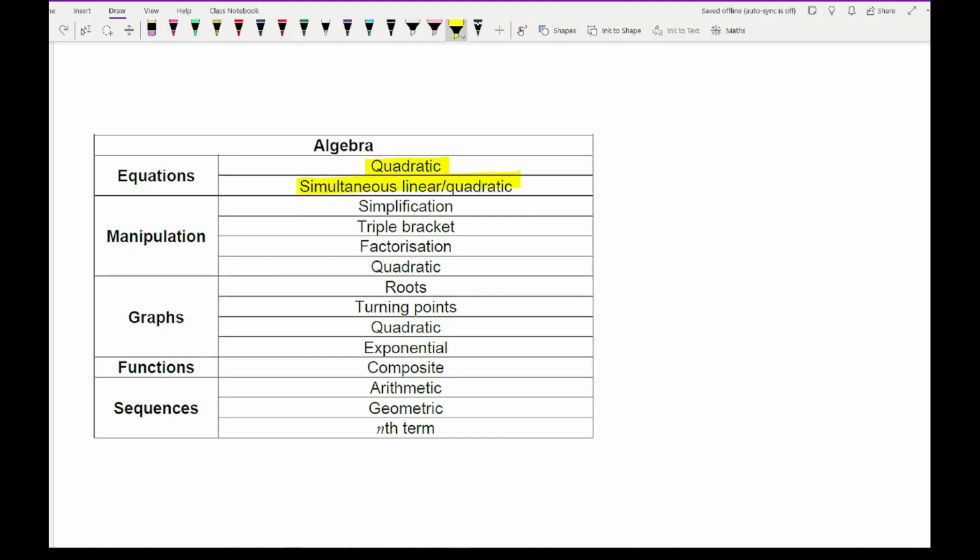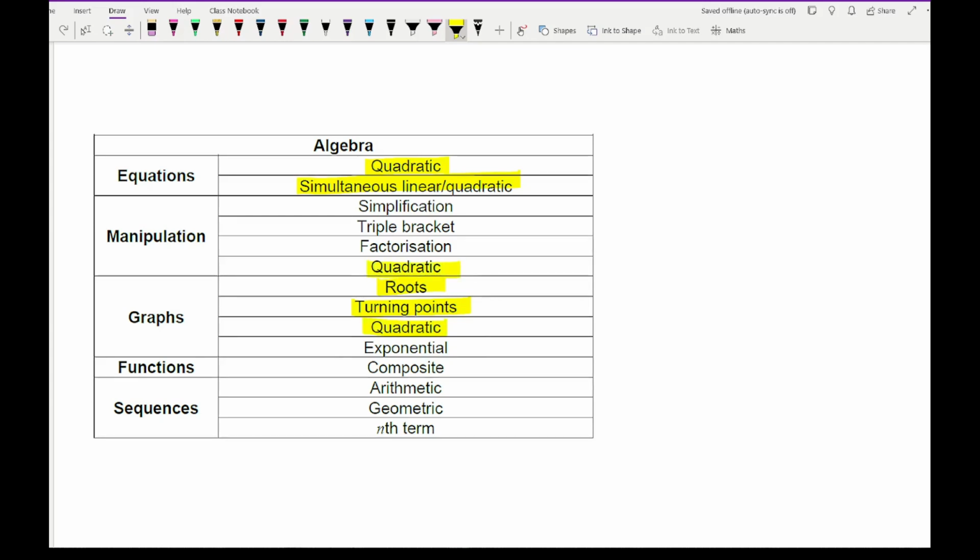It could also be linked with roots. Turning points, I would say, is unlikely because completing the square is not on there. But again, potentially, you've got quadratic graphs. So you could get asked to factorize a quadratic equation and then go on to plot it. And again, that kind of comes over there.